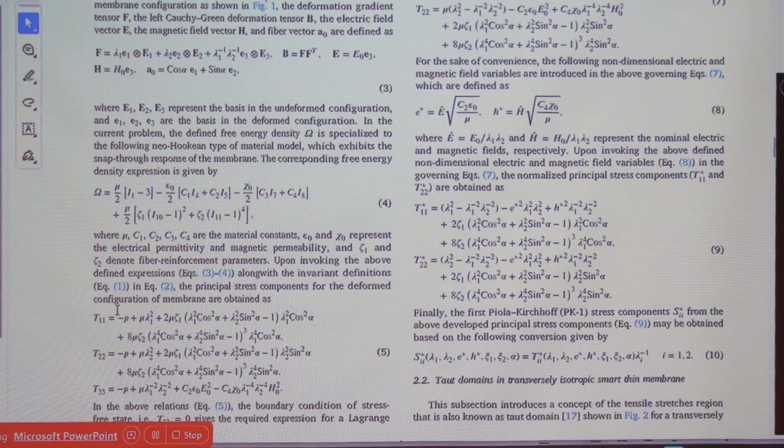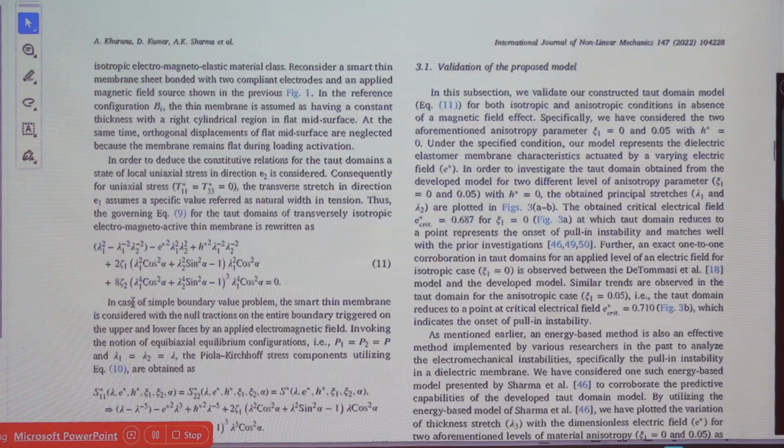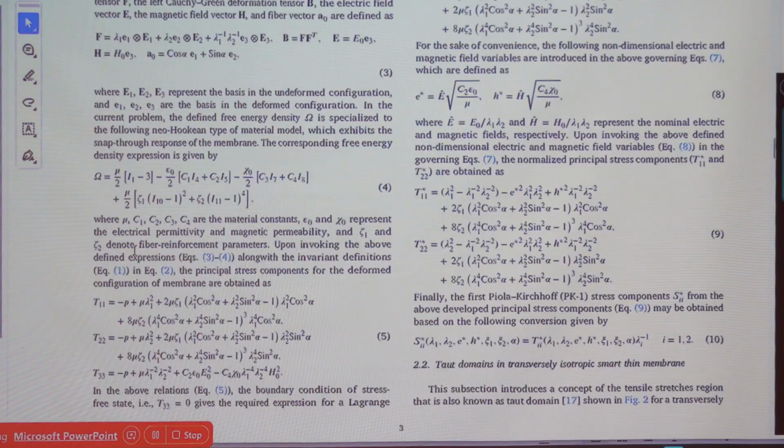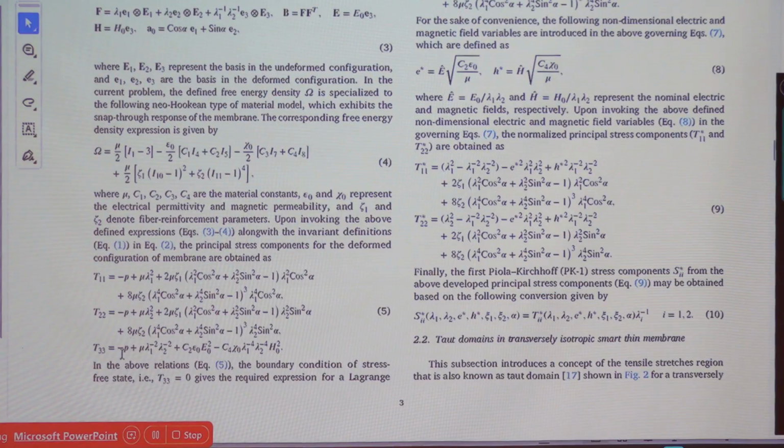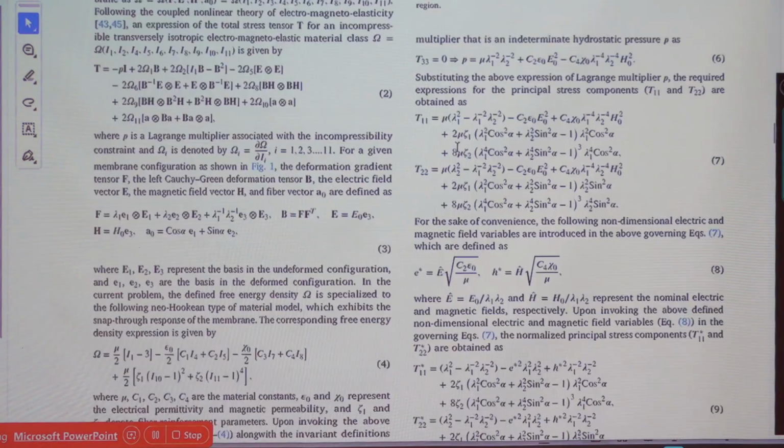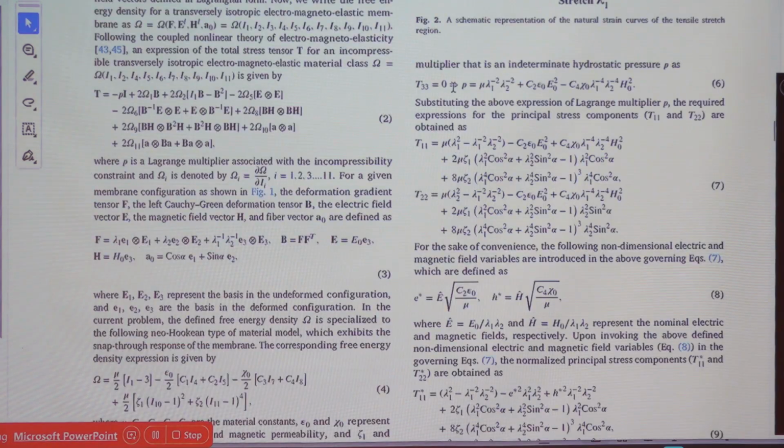This exercise was also done by Dr. Deepak Kumar sir, the same, but for a simple dielectric membrane. Okay. So if you want to eliminate this T33, you want to find the value of this P, so you say that our boundary is stress free. So put T33 equal to 0, you find the value of P, put it back in T11, T22. So by putting the value of the Lagrangian multiplier, you have the expression of T11, T22. Okay.